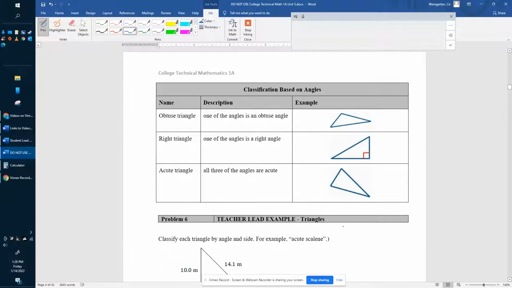We can also classify triangles based on angles. An obtuse triangle has one obtuse angle inside. A right triangle has a right angle inside. Again, remember that a right angle is only denoted by that square. If that square isn't there, you cannot assume that it's a right angle. An acute triangle, all three angles are acute.